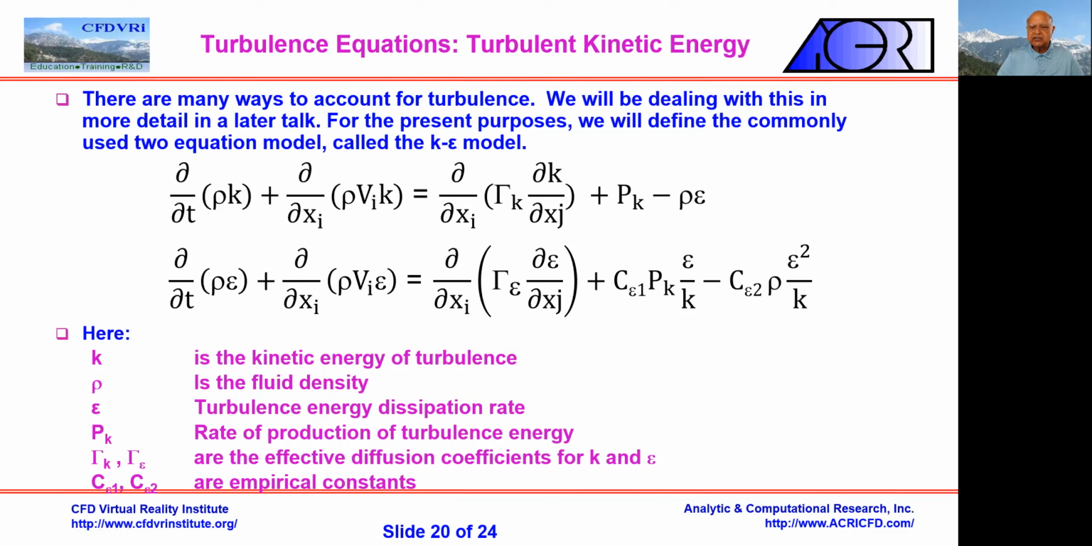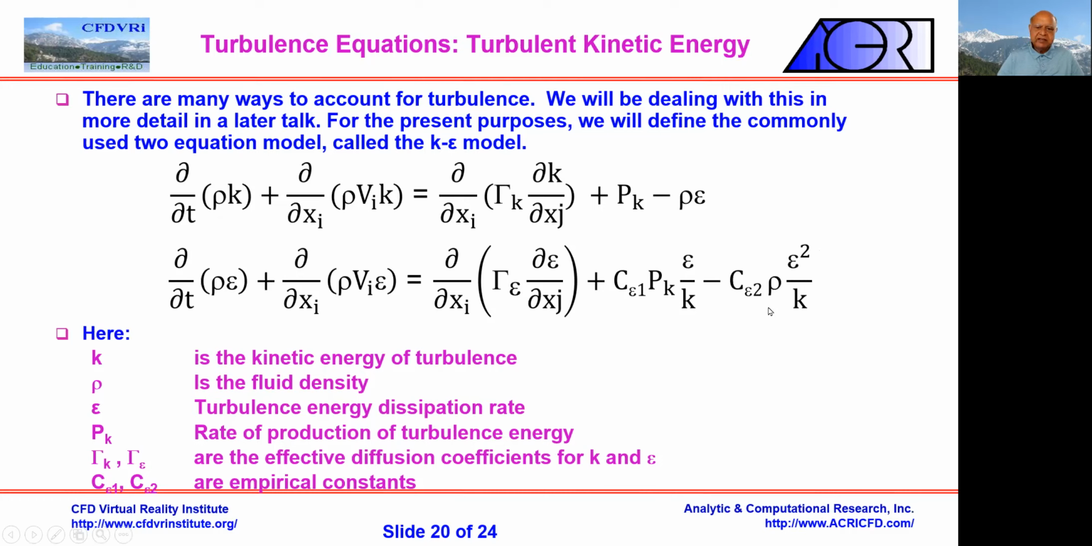And then there is, of course, the epsilon, which is the dissipation. So the kinetic energy is transported, diffused, generated, and dissipated. Now we can write an equation for the dissipation term itself, and that equation looks like that. It has two constants, epsilon 1 and epsilon 2, and these are the common way of writing those terms.